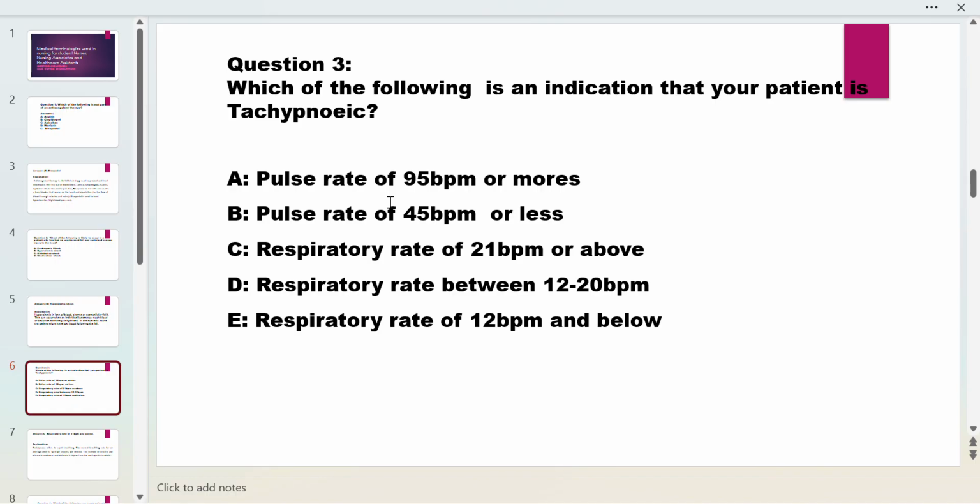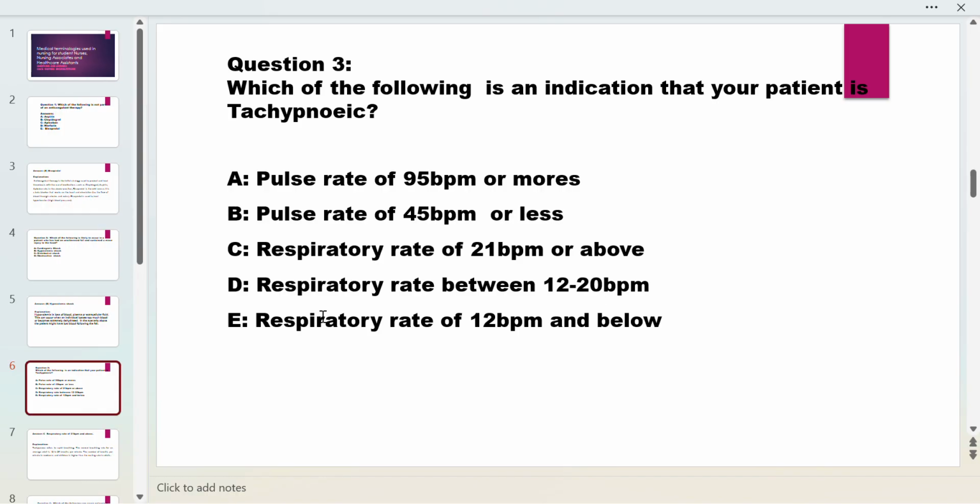So we are gonna take the answer A and B out. They are completely out. They don't fall in this answer. Now when we come to the C, it says 21 breaths per minute or above, which is greater than the normal range, which is 12 to 20 breaths per minute. An average individual takes 12 to 20 breaths per minute. So that is the normal one.